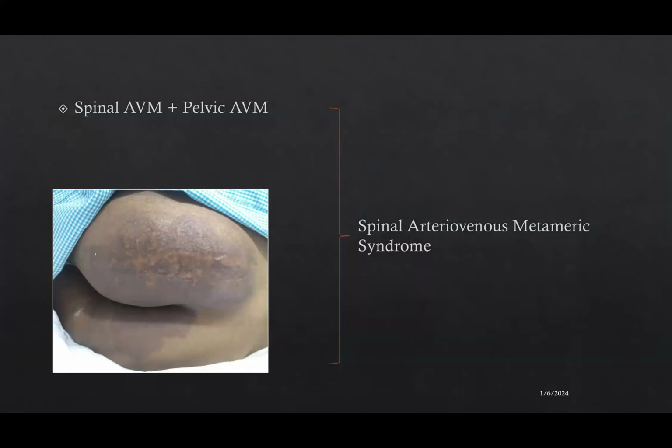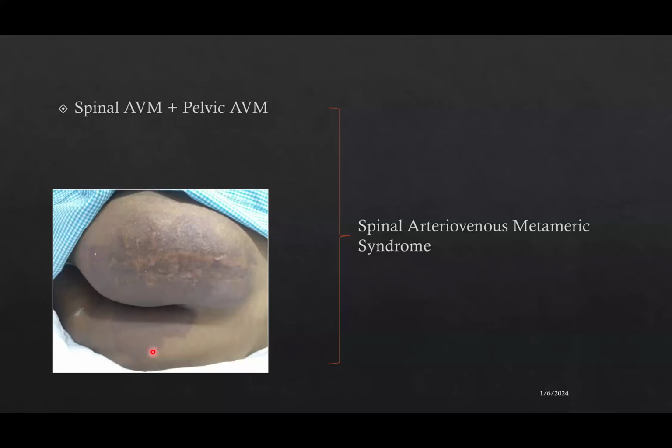So this is a photograph of his gluteal region. This region was hard, and there was skin pigmentation predominantly on the left side, and also some skin pigmentation on the opposite side.